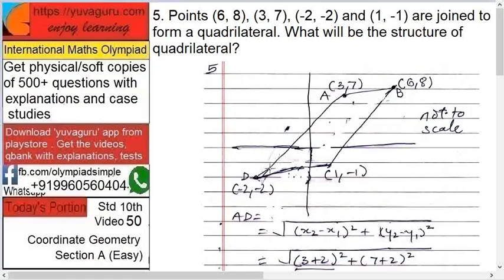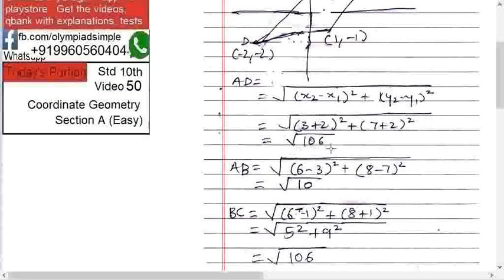First is AD. AD is what? Distance formula: x2 minus x1 the whole square plus y2 minus y1 the whole square. That is 3 minus minus 2, means 3 plus 2 the whole square, plus 7 plus 2 the whole square. Solve this, you get 106. That is square root of 106. AD is square root 106.